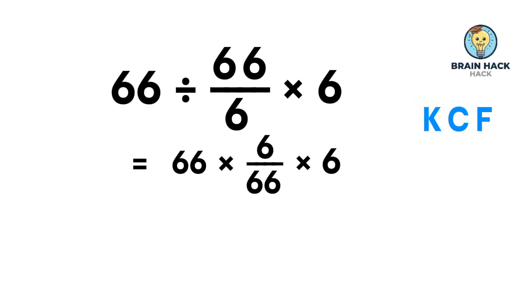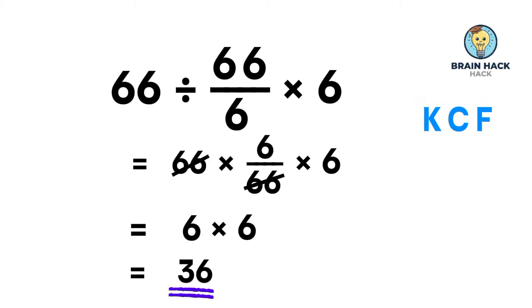Now look closely. 66 times 6 over 66, we can cancel this 66 with this 66. Ooh, nice and clean. And it becomes just 6. And we still have times 6. 6 times 6 gives us 36. And that is the actual answer, the real one. The one that follows the rules. The one that does not fall for the trap. The correct answer is 36.